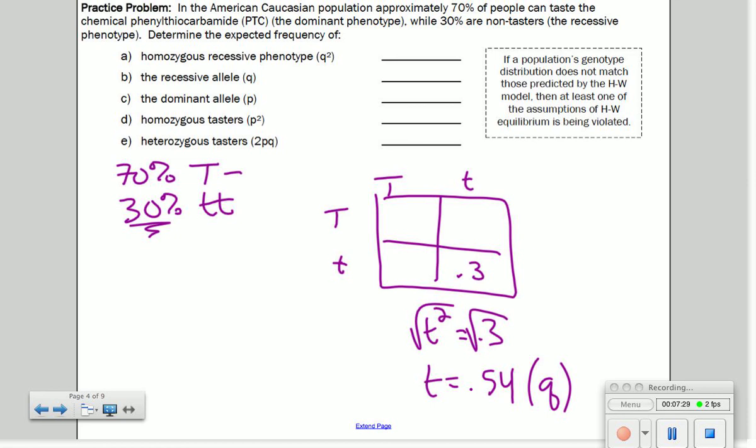So when it's asking, what's the homozygous recessive phenotype? Okay, well, they give that to you. That's given. All right, so that's 30%, that's 0.3. Well, then they're asking, what is just Q? So the square root of 0.3 is 0.54.